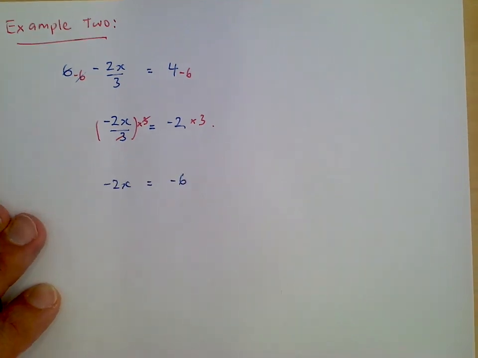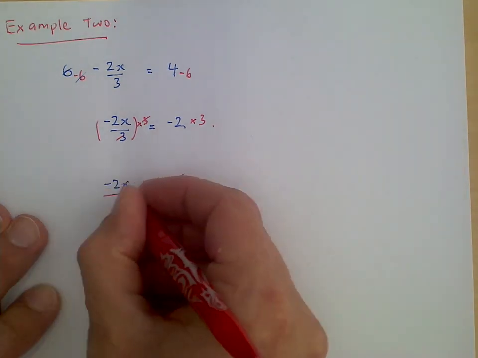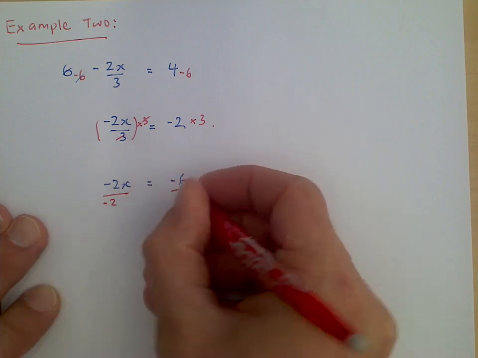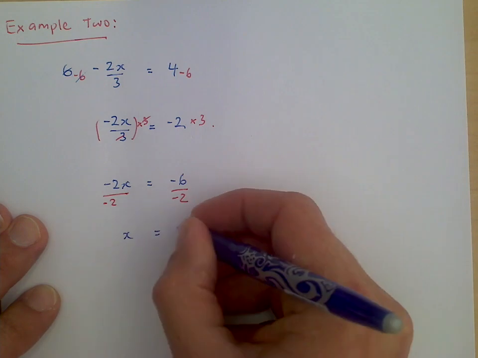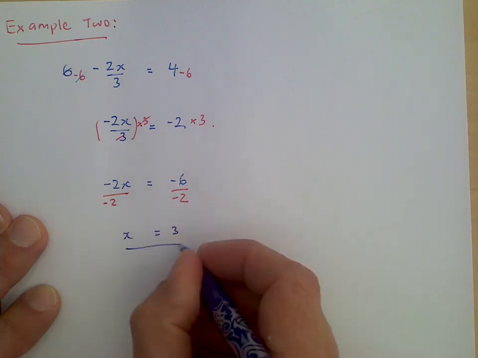Now on the left hand side I'm multiplying by negative 2 here, so I'm going to do the reverse. I'm going to divide by negative 2. I'm going to balance it by dividing the other side by negative 2. Two negatives make a positive, and I get x = 3. And there we go.